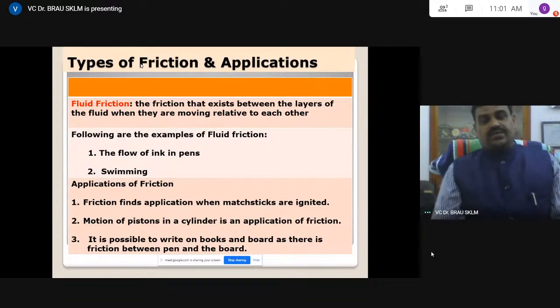Sliding or rolling. The last one is fluid friction. And applications. What are applications? You can specify n number of applications. If a system is without friction, it means there is an assumption like a rigid body. It is an assumption only. In the universe, there is no such thing as a rigid body.